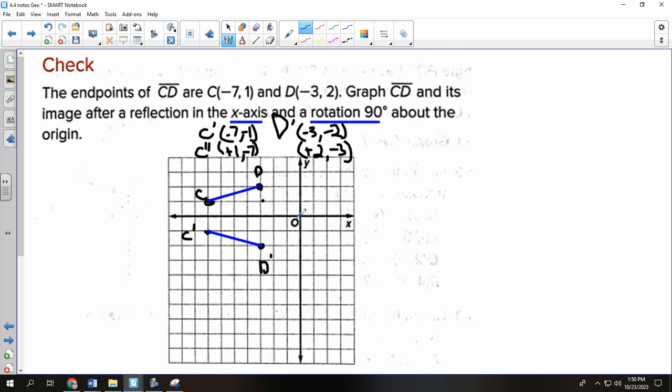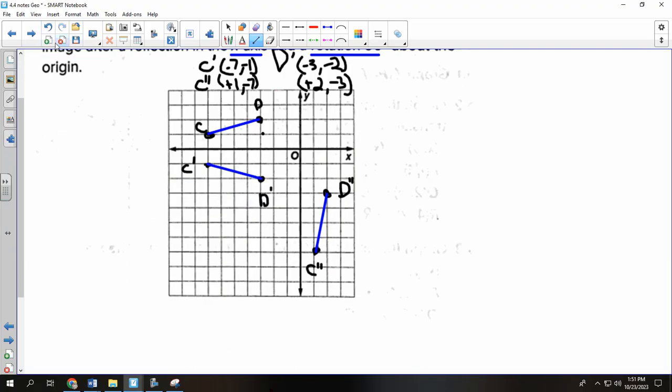So our rotation is over 1, down 7, 3, 4, 5, 6, 7. So that's our new C double prime. And over 2, down 3. And that's our D double prime. So it just took this and rotated it 90 degrees. All right.